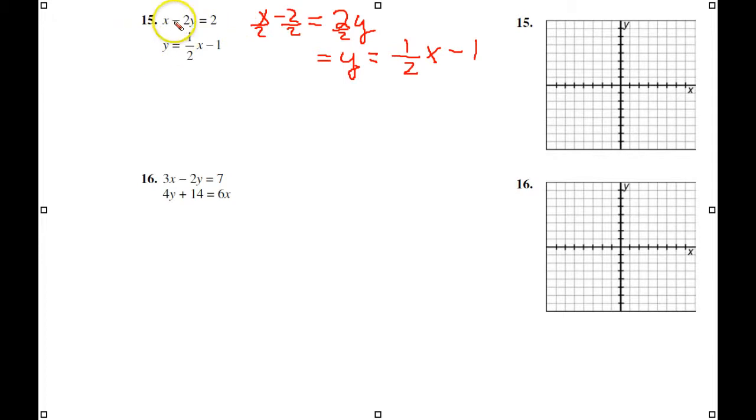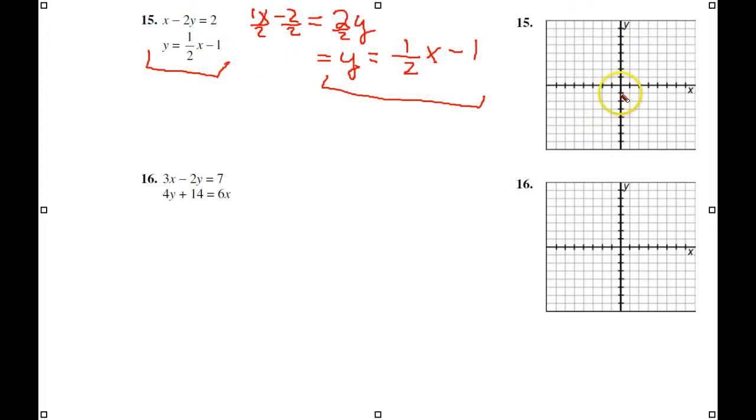Here I'm going to transpose the -y over to this side. I get a positive 2y. Bring over the 2, I get a -2. Divide everything by 2. And then I see here that I have my slope is 1/2. My y-intercept is a -1. And I wrote it this way. And you might say, well, wait a minute. I have this equation and this other equation. They are the same. So let's just graph it.